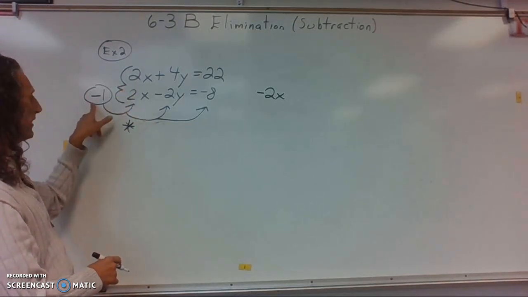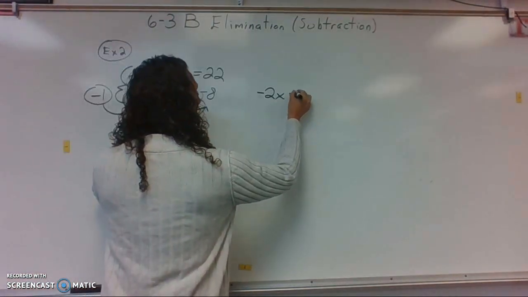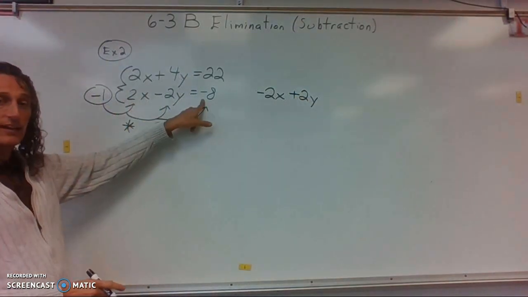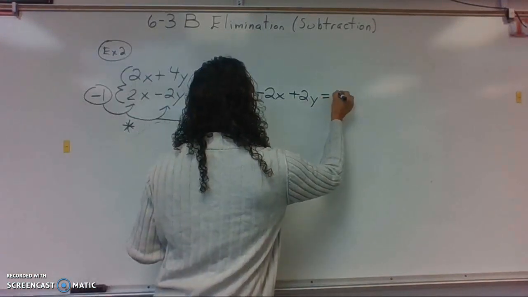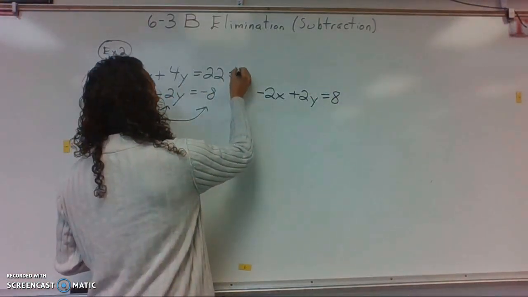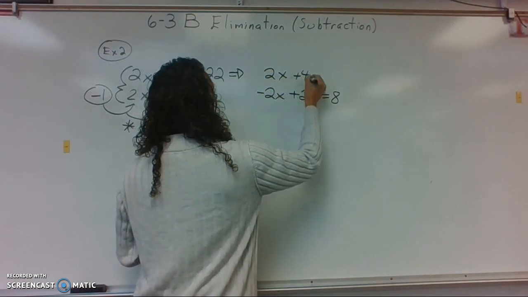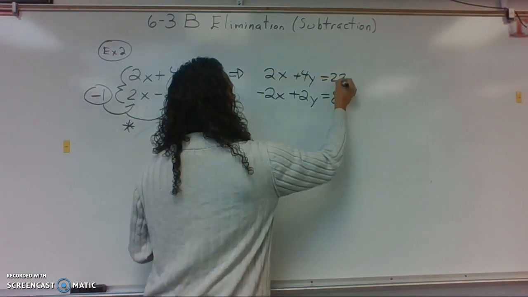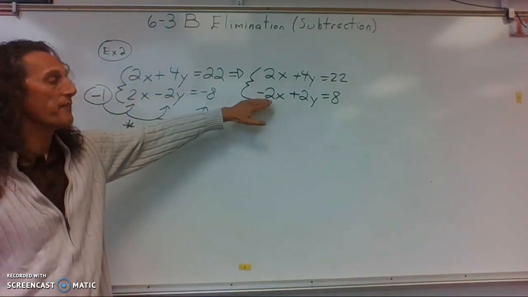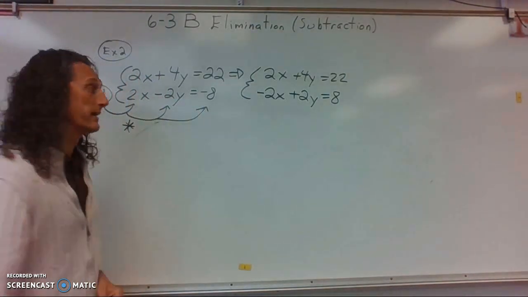But let me just finish everything else, because I can't stop. So -1 times a -2y makes a +2y. A -1 times a -8 will make a +8. And then I'm just going to keep this one exactly the same, so I'm just going to move that one over. So that's 2x plus 4y equals 22. Now, at this point, we now have opposites. And that's the only step that we're doing different from the last lesson.